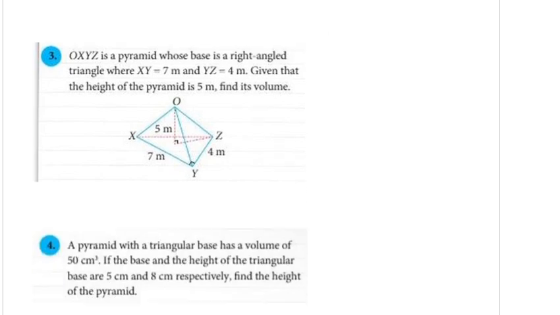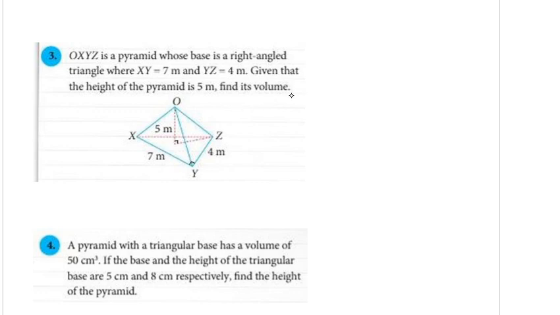Question number two is just like question number one, where you are given the base area and you are given the height, and you just need to put the values. In question number three, again we are going to use the same method, but there is only one minor difference between question number three and question number one, that we are now given the right angle triangle's dimensions: XY, which is equal to 7 meters, and YZ, which is equal to 4 meters.